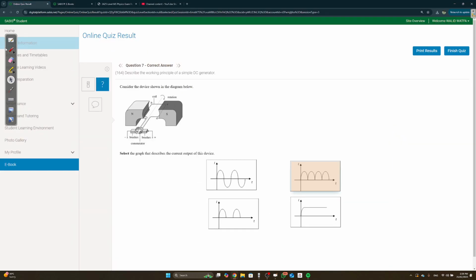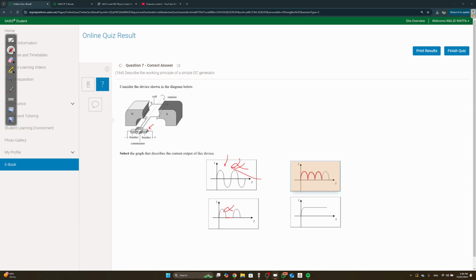Okay. Consider the device shown below. Select the graph that describes the current output of this device. Okay, this is obviously DC, right? This is DC. So is it going to be this? No. Well, it's not going to be this. Is it going to be this? Okay, no. Does DC stay at maximum? No. DC is always changing, but it doesn't go down into the negative sense. So it just keeps on going like this.